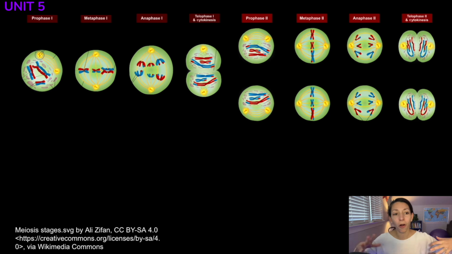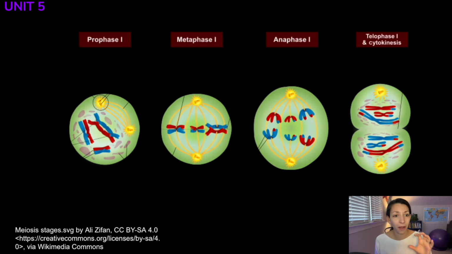All right, so here are all the stages of meiosis together. We have prophase 1, metaphase 1, anaphase 1, telophase 1, and cytokinesis, and then we do it all again: prophase 2, metaphase 2, anaphase 2, telophase 2, and cytokinesis. So let's talk about what happens in each of these at a little bit closer level.